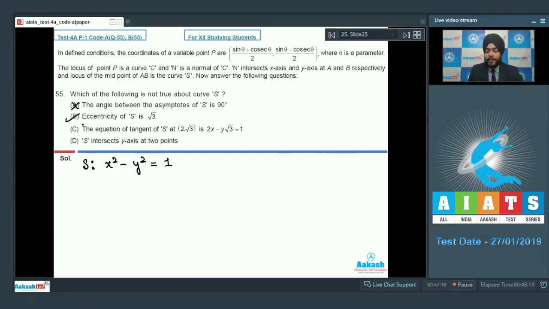C part, equation of tangent of S at 2 comma root 3 is 2x minus y root 3 equals 1. Equation of tangent is T equals 0, that is x x1 minus y y1 minus 1 equals 0. So definitely C is correct. Therefore, it will not be my answer. D: S intersects the y-axis at 2 points. We know that S can never intersect the y-axis because as soon as we put x equals 0, we get no solution, as the equation is y square plus 1 equals 0. So option D is wrong, so it will be my answer. BD remains as the final answer of this question. Okay, let us move on to match the column type problems.